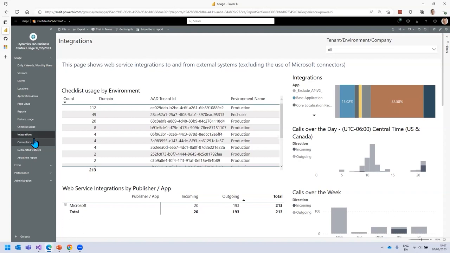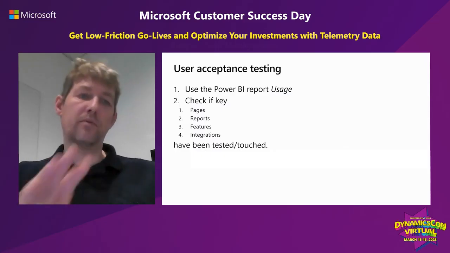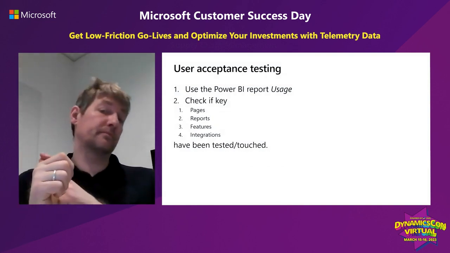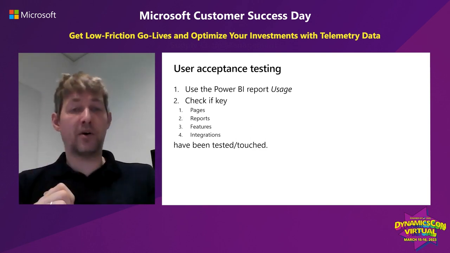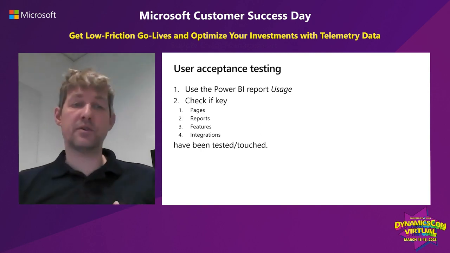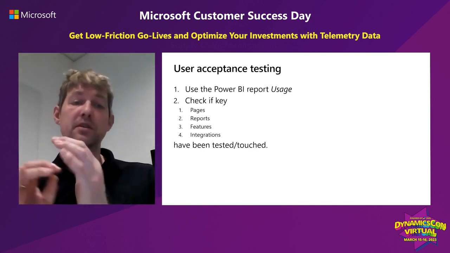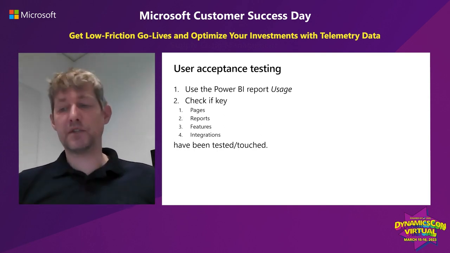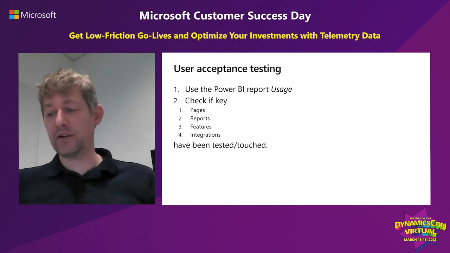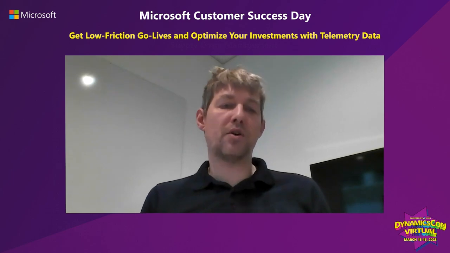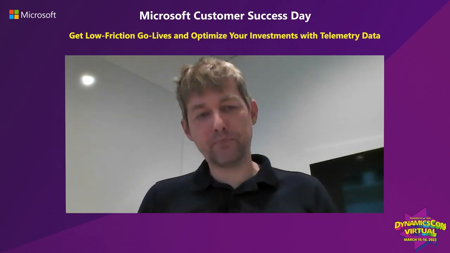Great. Let's go back to the deck and talk about removing friction. So first I need to tell you, of course, that to wrap up the user acceptance testing, what you saw here is you can use the Power BI report, the usage part, and you can simply check if key pages, reports, features, integrations have been tested or touched. You have data, and there's no need to have status meetings to ask if people did it. You can just see if they did or if they did not. Okay, so let's talk about removing friction.